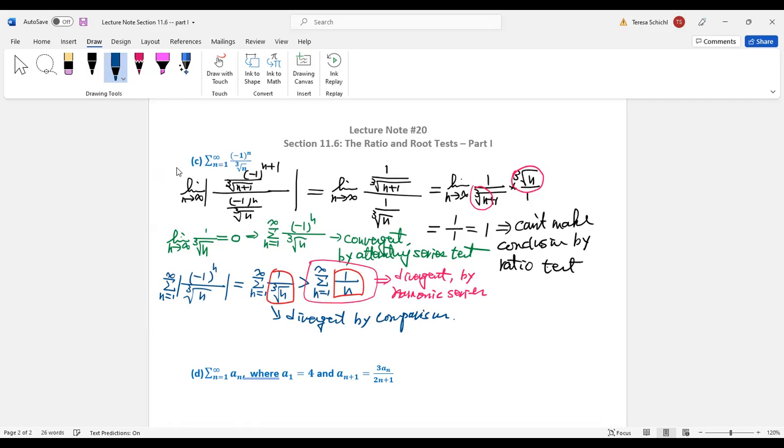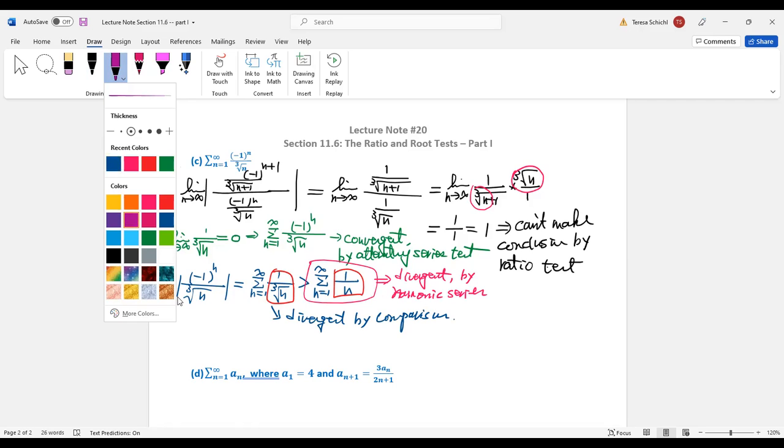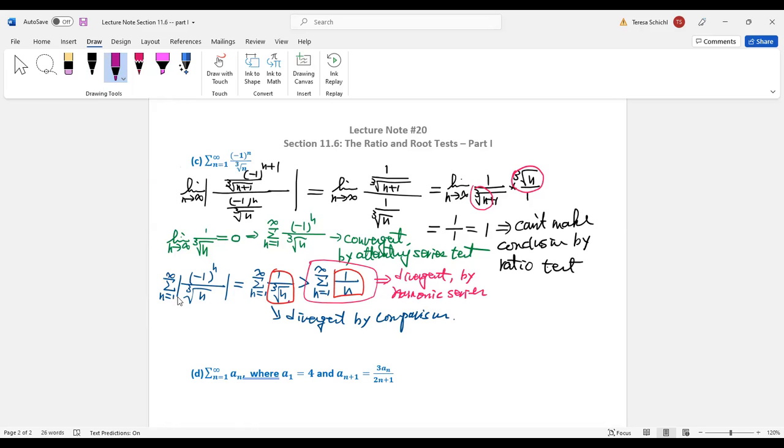Correct? Because if you are greater than a divergent series, you are divergent. So this is divergent, right? Because this is divergent, that means the summation from n equals 1 to infinity of (-1) to the n over the square root of n cubed is not absolutely convergent here.